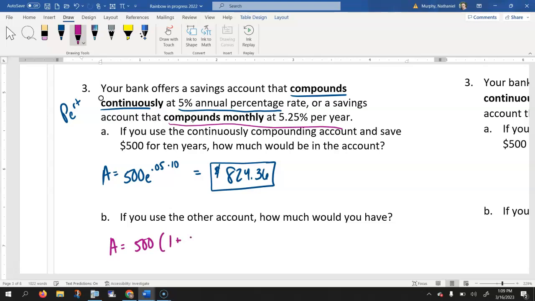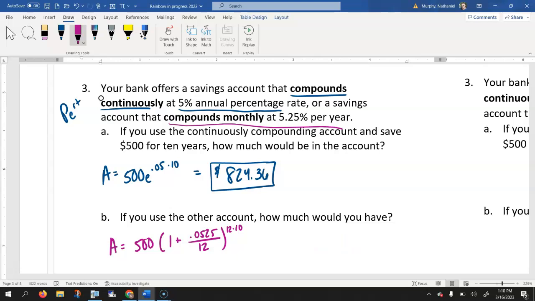So our rate, 0.0525 this time, over n. It's compounded monthly, so n would be 12. And then we have a 12 times 10. It's your exponent. Again, when you hit the caret button, make sure that you put 12 times 10 inside of parentheses, if it doesn't automatically move the cursor up for you. So that way you make sure that the calculator knows that both the 12 times the 10 are both exponents.